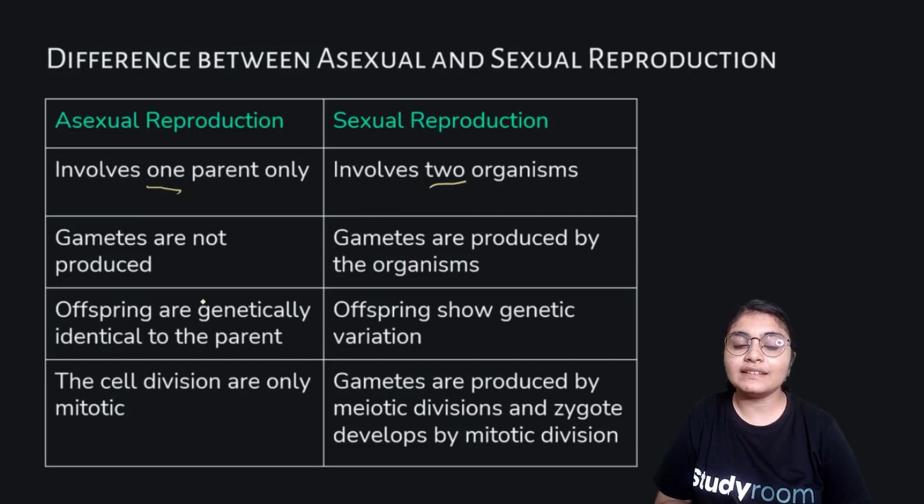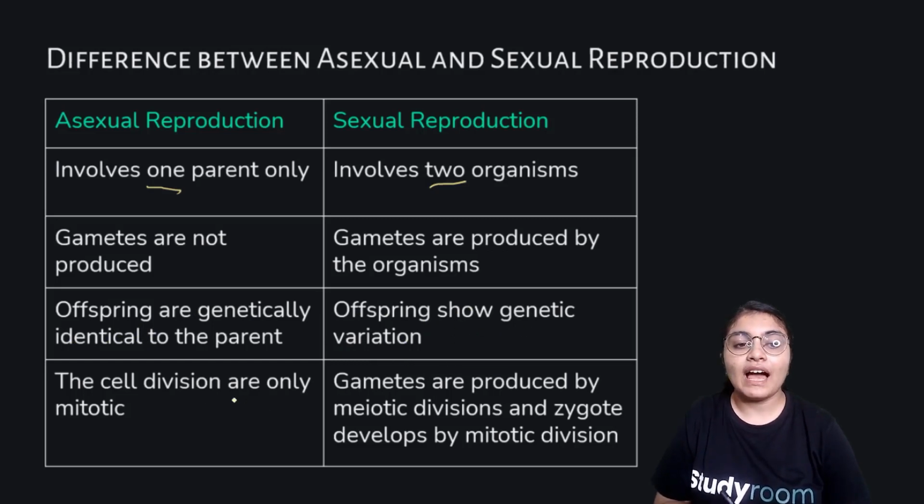Okay. In asexual reproduction, the offsprings are genetically identical to the parent. Okay, and in sexual reproduction, the offspring shows genetic variation. So as we talked about what was reproduction, in the definition we said that it may be similar, but here we can see that in asexual reproduction, the offsprings are identical, but in sexual reproduction, the offspring show genetic variation.